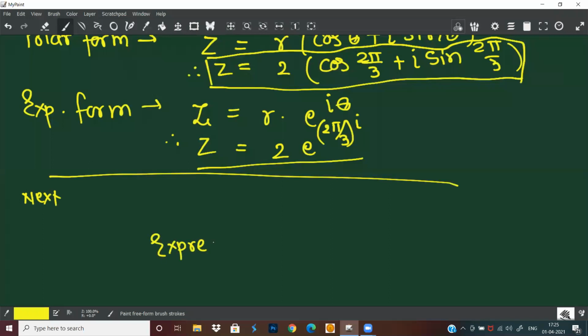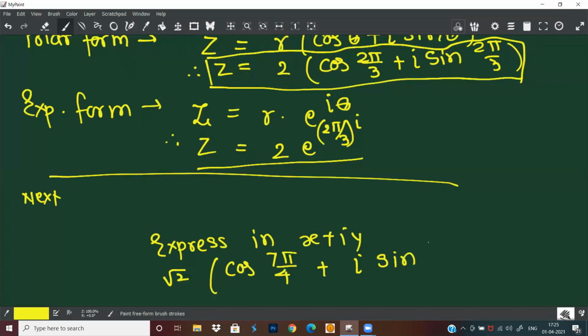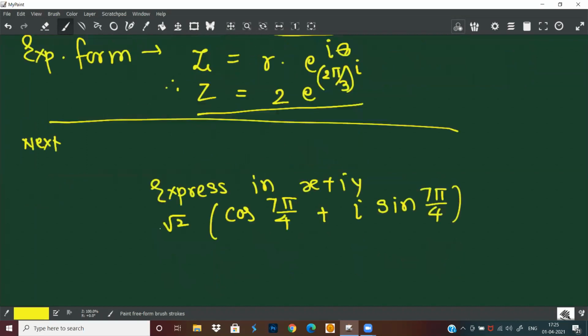Express in x plus iy. Now it's given in reverse, it is given in polar form: √2 into cos of 7 pi by 4. Simple, but we have to cover all types of sums. This is r and this is theta.